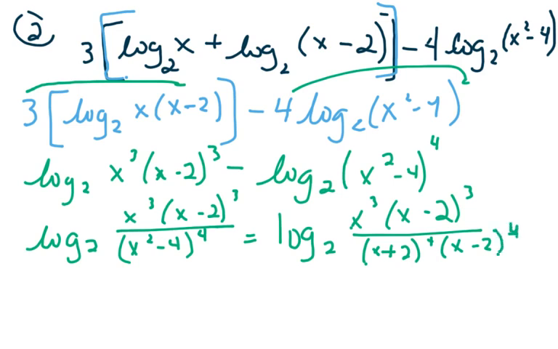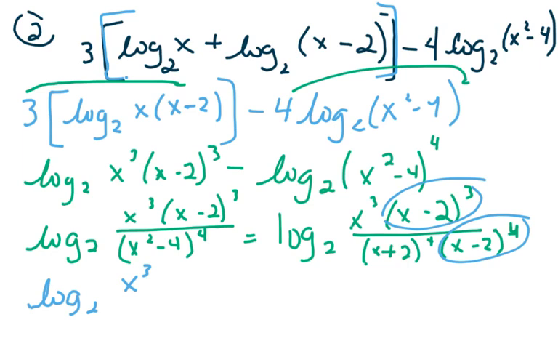All right, and then notice right here we have some x minus 2's. We can simplify those. So our final answer is going to be log base 2. We'll have an x cubed in the numerator. 3 of these x minus 2's are going to drop out. So our denominator will have an x plus 2 to the 4th, but only an x minus 2 to the 1st power, since 3 of those were able to be canceled out.